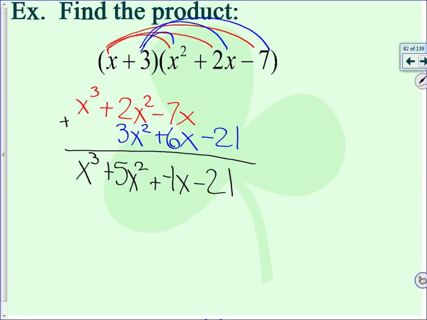But I love lining it up vertically because I know what the like terms are right away. Since you're rewriting it in the process of multiplying, you might as well put like terms with other like terms. It just lessens errors. Questions on that?